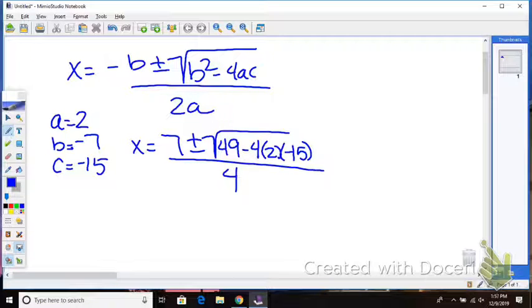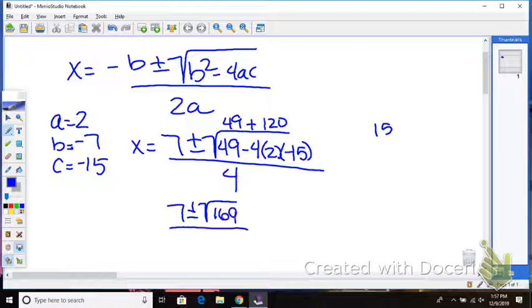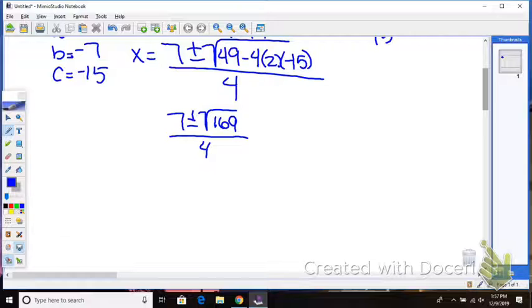What's negative 8 times negative 15? 120. So I have 49 plus 120, which is the square root of 169, which is what? 13. So you have 7 plus or minus 13, all divided by 4.